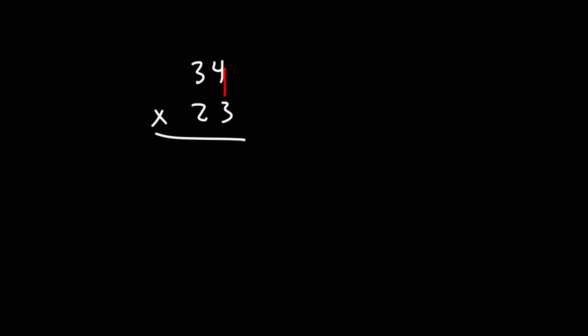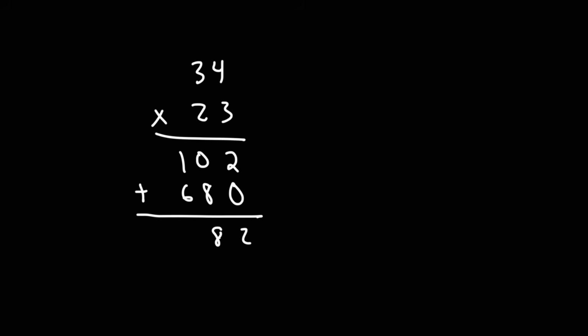So first we have 4 times 3, which is 12. Write the 2, carry over the 1. And then 3 times 3 is 9, plus 1 is 10. So we can write 10 here. Next, put a 0. 2 times 4 is 8. And then 2 times 3 is 6. And then you can add. 2 plus 0 is 2. 0 plus 8 is 8. 1 plus 6 is 7. So that's a quick review of how you can perform long multiplication.